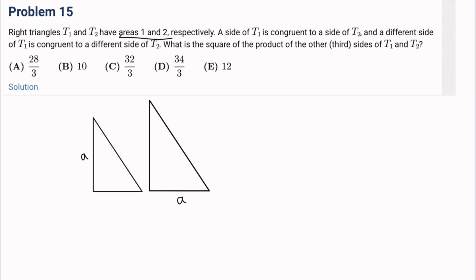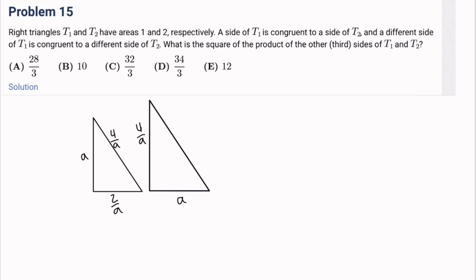And since the areas are 1 and 2, this area is 1, that means this length would be 2 over A. And since this area is 2, that means this length would be 4 over A, right? But then since we said that this length is equal to this length, that means this length over here is also equal to 4 over A, right?